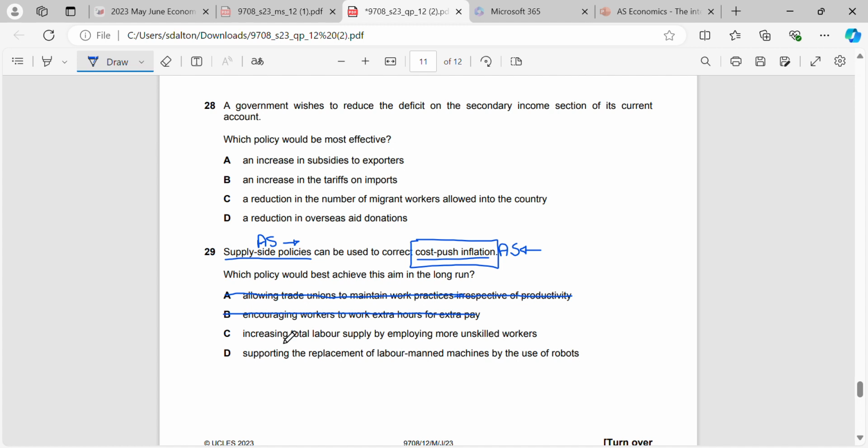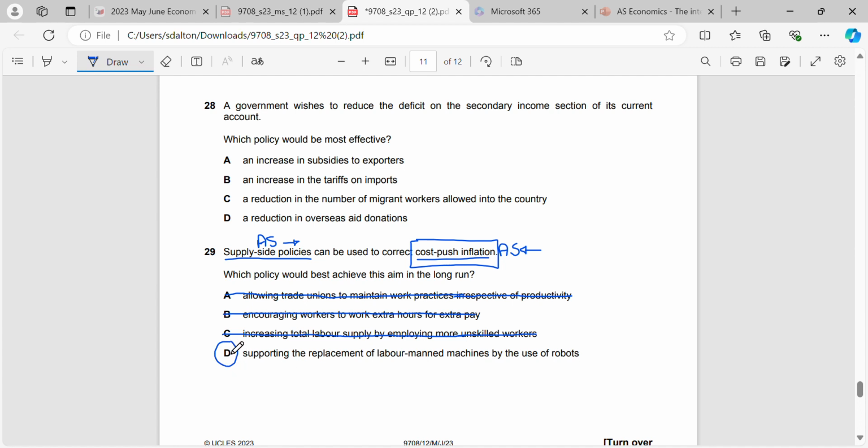And if we increase total labour supply by employing more unskilled workers, so the same kind of effect here. In the short run, that may allow us to increase our total output, but again, we're looking for increases in productivity, and unskilled labour is unlikely to be as productive as skilled labour. So if it was skilled labour, for example, then it may allow us to correct the cost push inflation, because that may allow us to become more productive. But unskilled workers are not going to allow us to increase our productivity.